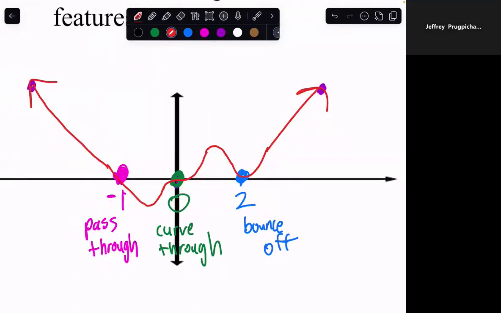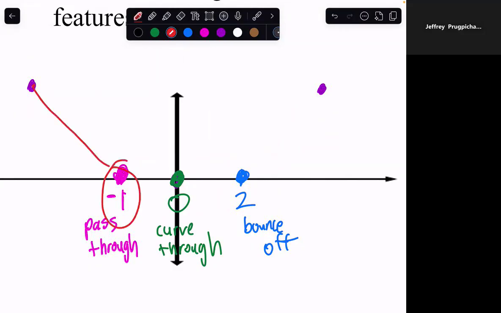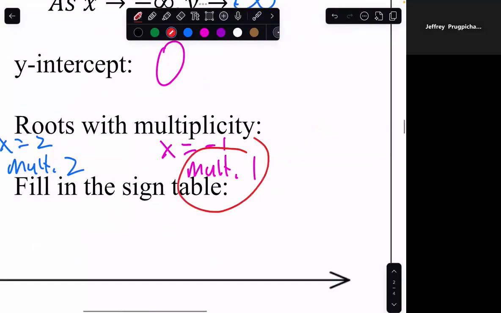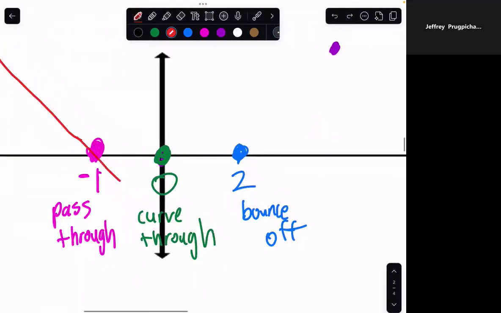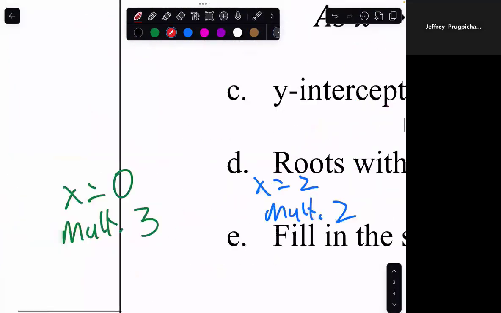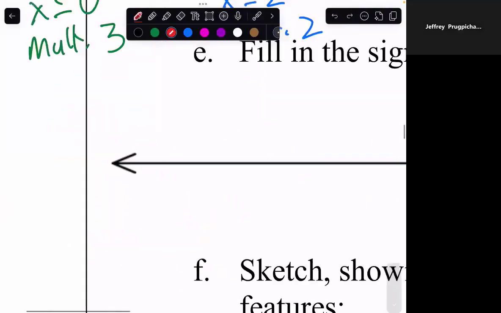Okay, so I'm going to do that one more time just to let you guys follow along. You always start on the left end behavior, head towards the first root. Because this root had multiplicity 1, I know that the graph will pass through it, so I just go straight through. Head towards the next root. The root of x equals 0 had multiplicity 3, so it's going to curve through.